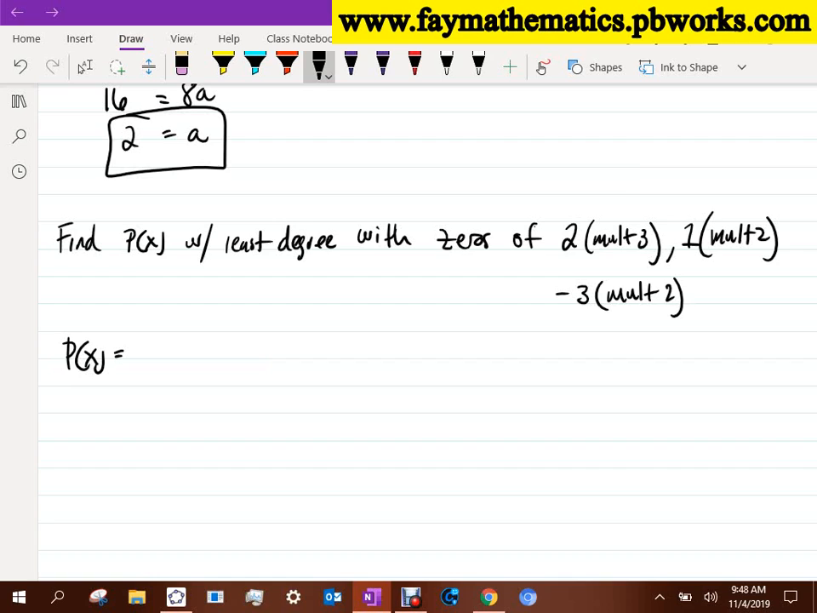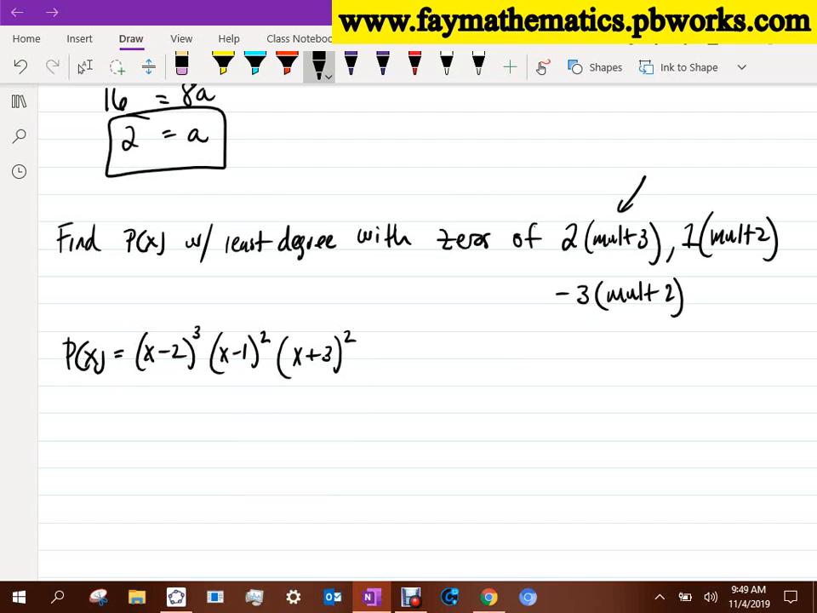Okay? So they're telling me that I've got a multiplicity of 3 here. So that's going to be x minus 2 cubed, right? Okay. x minus 1 squared. x minus negative 3 squared. And that would be the polynomial of least degree. It would be degree 7. Add my exponents, right? 3, 2, 2.